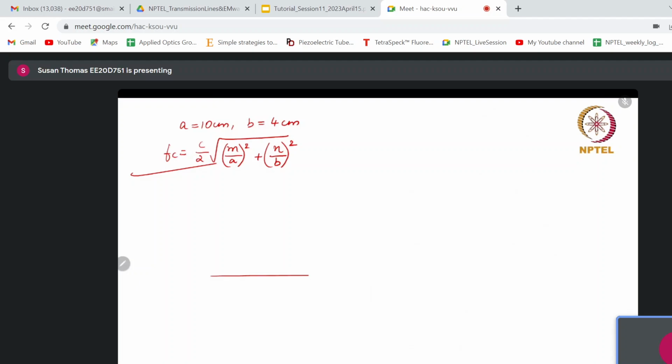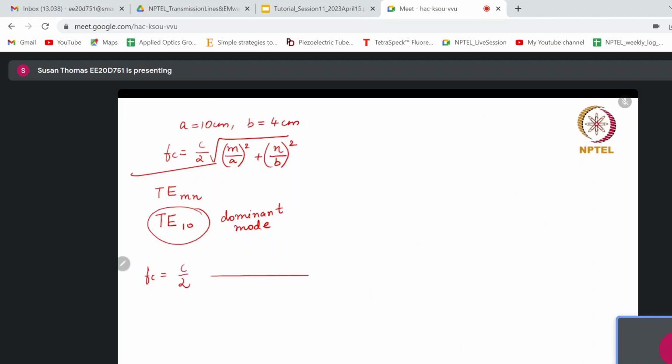Now the least value of m and n. Say if this is a TE mode, for TE mode m n, the least value is 1 0. So TE10 mode is known as the dominant mode in case of a rectangular waveguide. TE10 mode is called the dominant mode, for which the cutoff frequency is the smallest. Okay, so let's calculate that for TE10 mode.